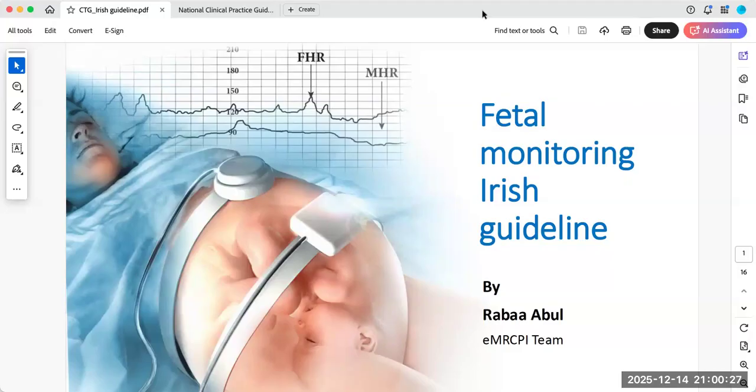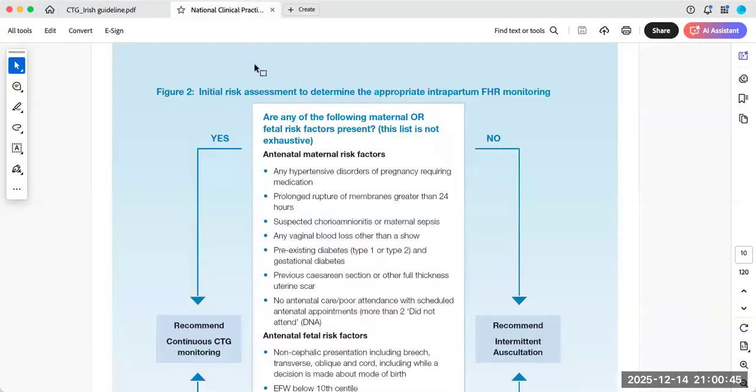This is very suitable for candidates preparing for the MRCPI exam, either the written part or the OSCE part of it. So, as you can see, my friend, this update was published in 2025, and it's now very easy for a candidate who wants to be double certified by both MRCOG and MRCPI to study almost the same resources in the management of labor. So the NICE guideline and the Irish guideline now are very much similar or almost the same.